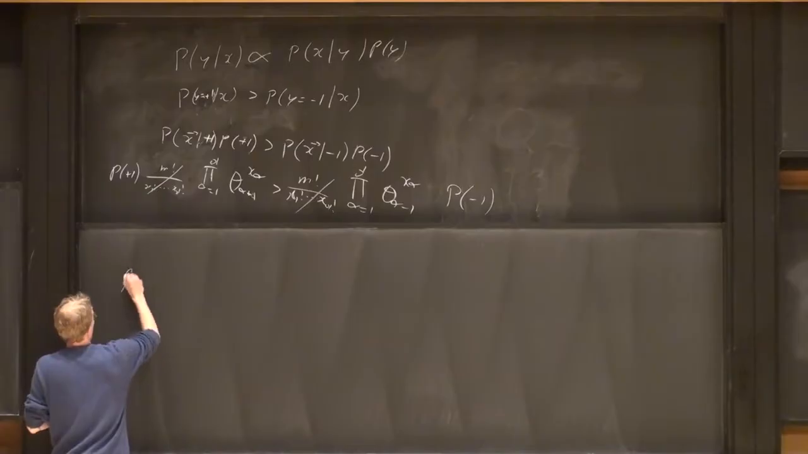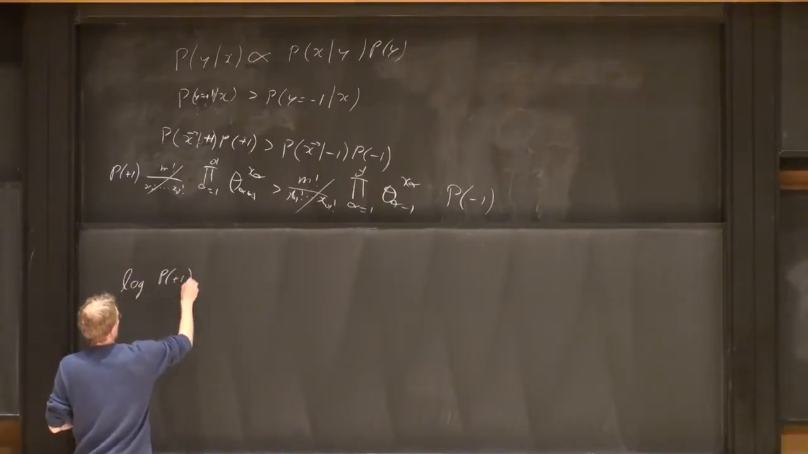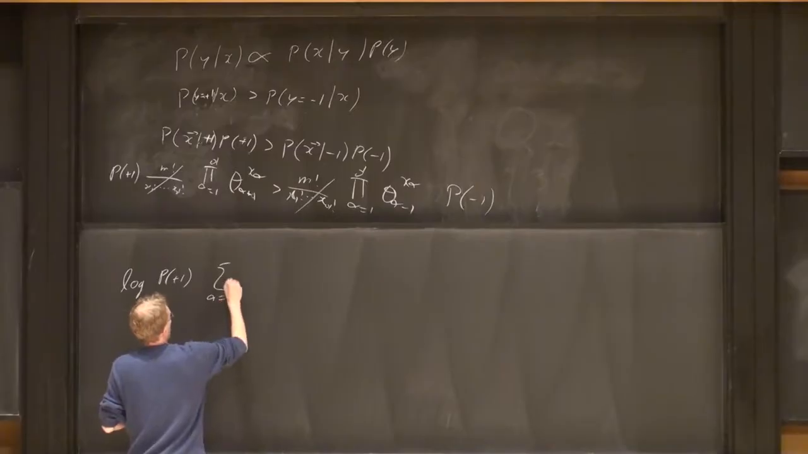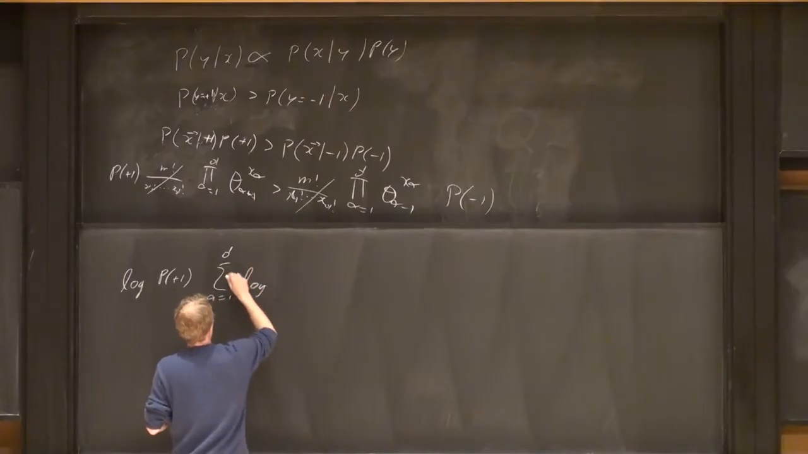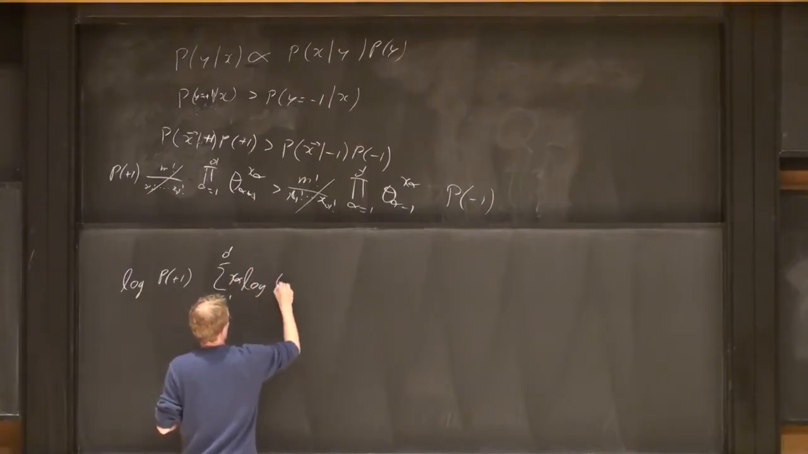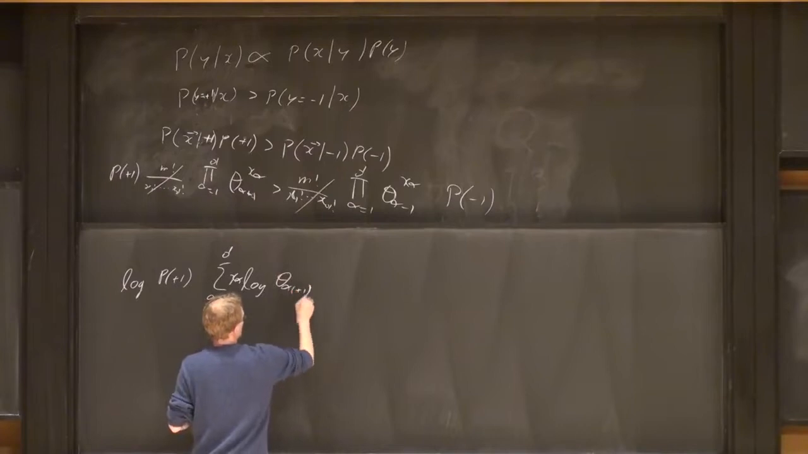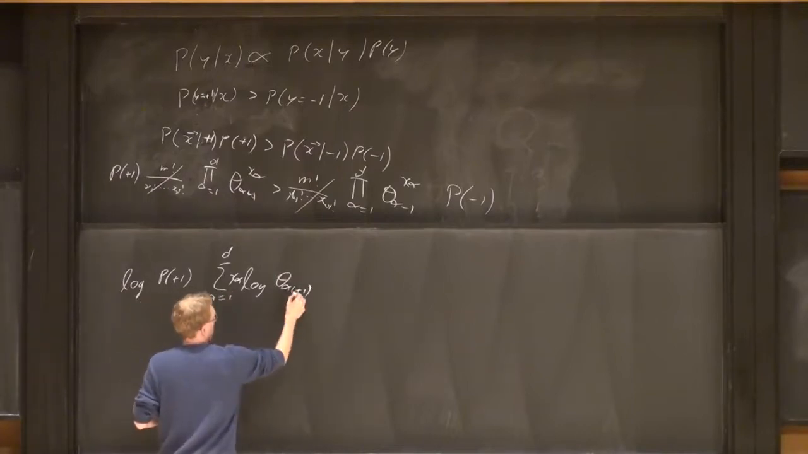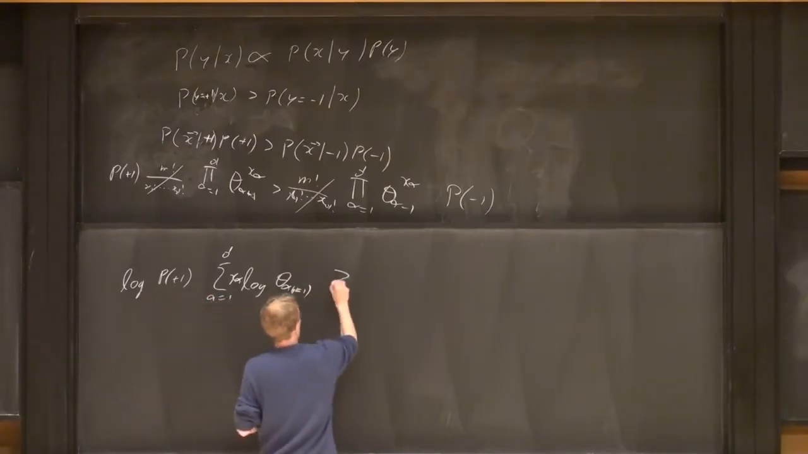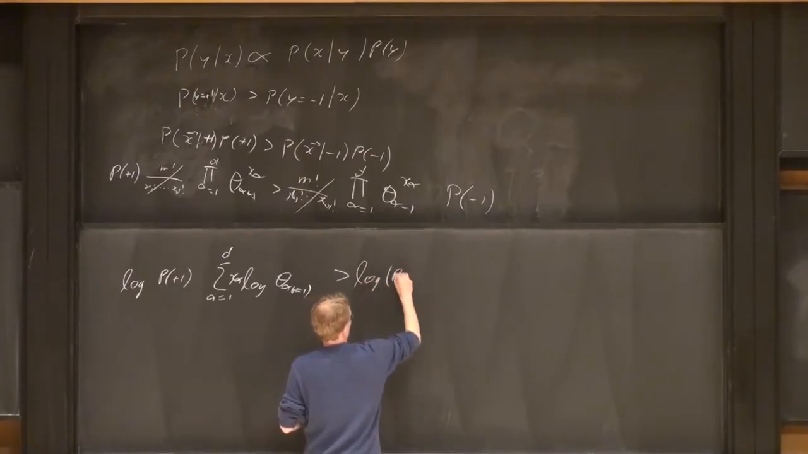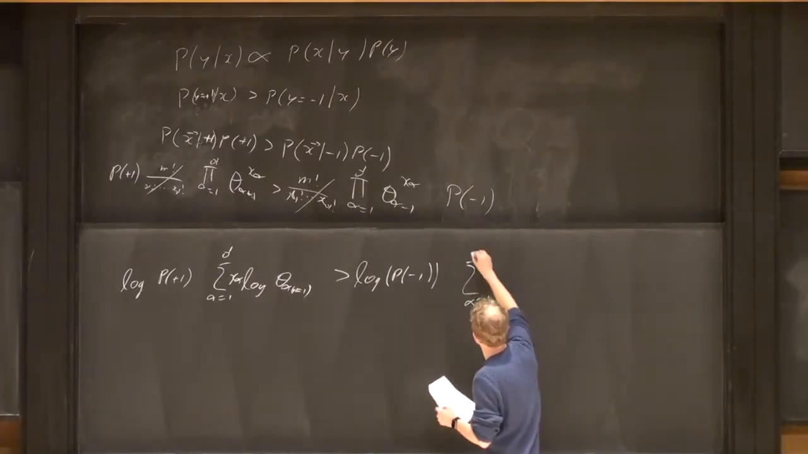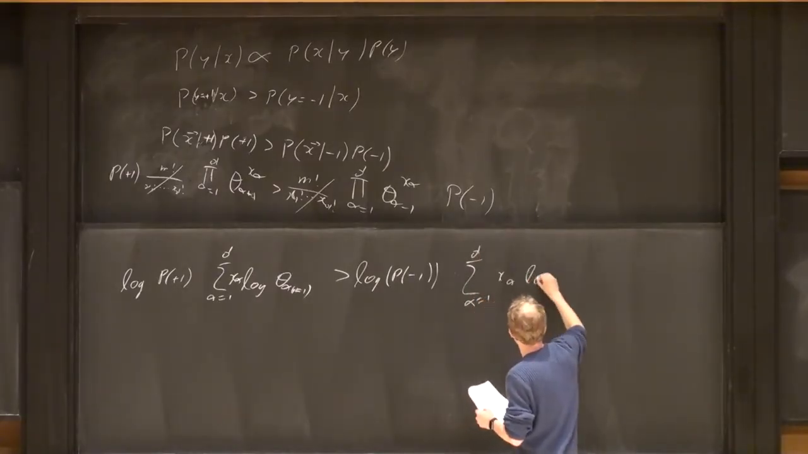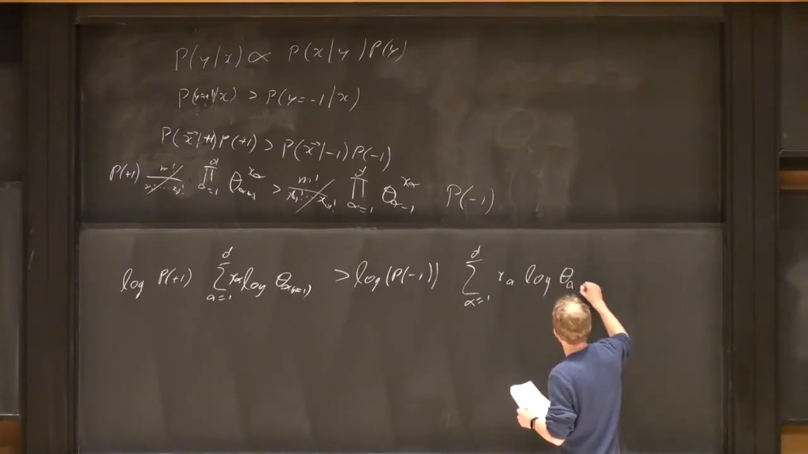So let's take the log. Then we get log of p of +1 times the sum over alpha equals 1 to d of x alpha times log of theta alpha of +1. This is not alpha plus, this is label +1, right? Y equals +1. Must be greater than log of p of -1 times the sum over alpha equals 1 to d of x alpha times log of theta alpha, and label is -1.